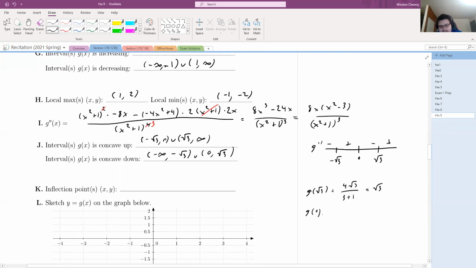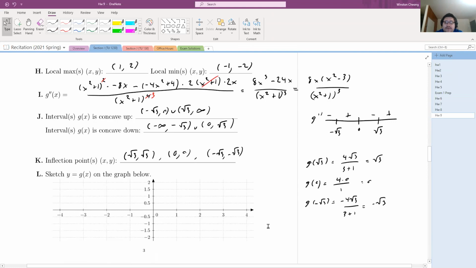If we plug in 0, that's just going to be 4 times 0 over 1, so 0, that's good. And then at negative √3, we get negative 4 √3. The squaring is going to get rid of the negative, so we still end up with 3 plus 1. And so we end up with negative √3. And that gives us our 3 points. So we have √3, comma, √3. We have 0, comma, 0. And we have negative √3, negative √3.